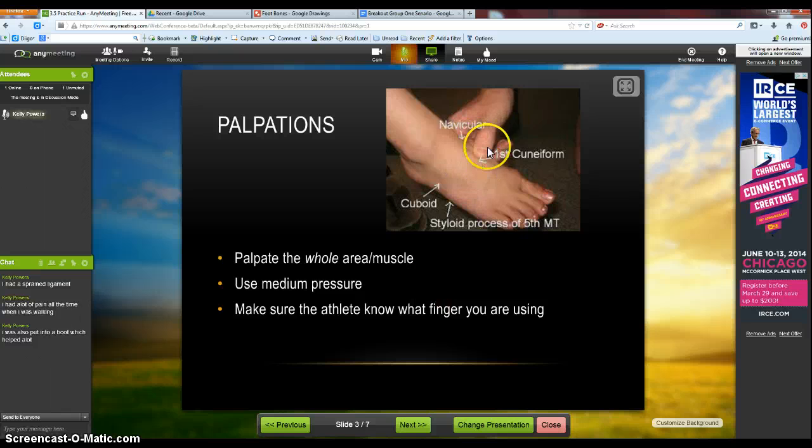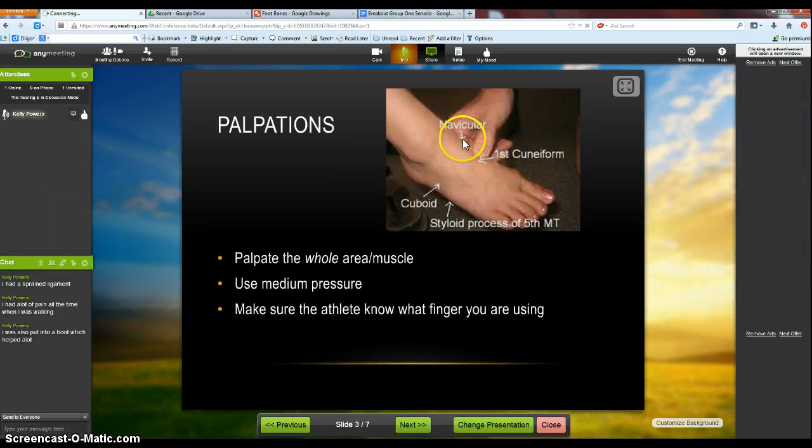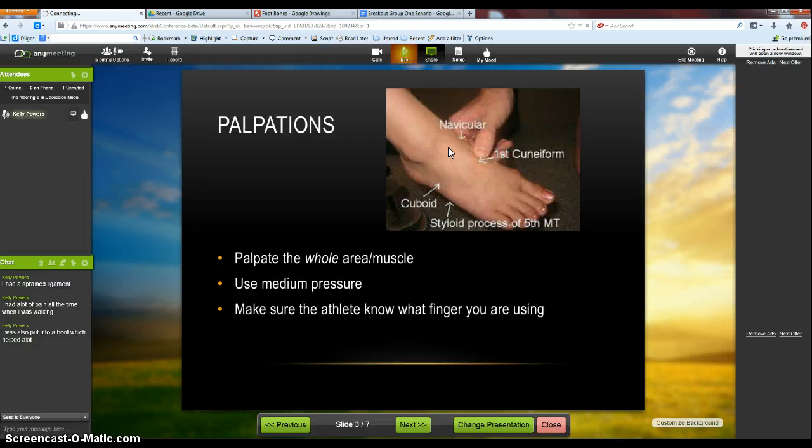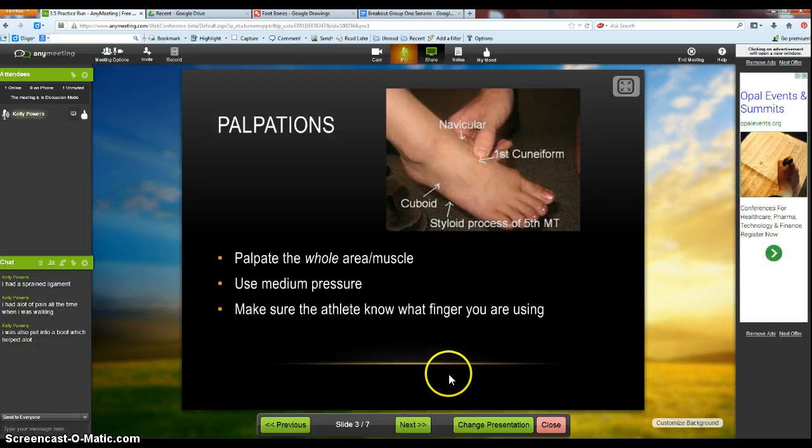For example, in this picture, you see a thumb over by the first cuneiform, but then you see maybe some of the fingers are back by the navicular or underneath the foot. If the athlete says, ouch, that hurts, does it hurt where your thumb is or does it hurt where your fingers are? So be sure to be specific and specify with the athlete because in the end it will help with your overall evaluation of them. Next we're going to get into the actual palpations of the foot and see what we can find.